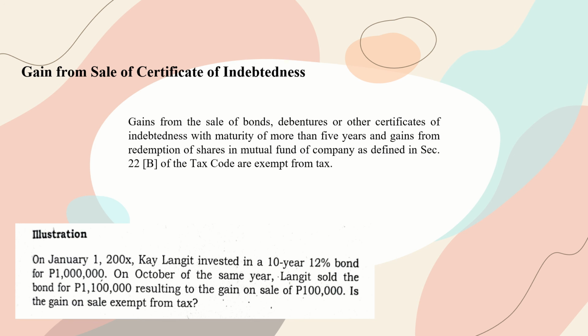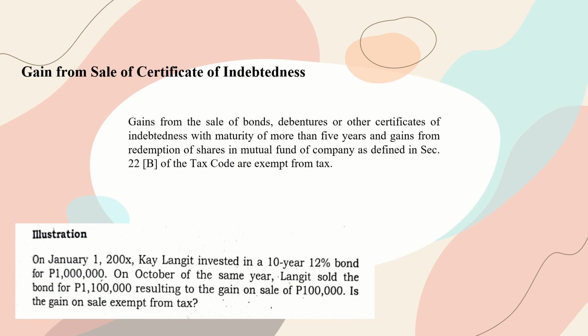So the illustration shows that on January 1, 2000, Kay Langit invested in a 10-year 12% bond for 1 million pesos. In October of the same year, Langit sold the bond for 1,100,000 pesos, resulting in a gain on sale of 100,000 pesos. The question is: is the gain on sale exempt from tax?